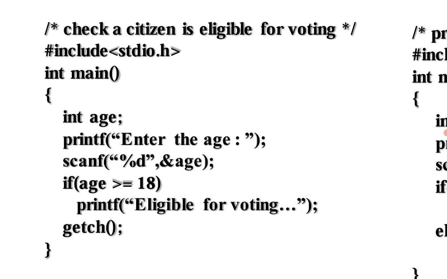How do we declare a variable? By using a data type. So here we write int age, semicolon. Here int is the data type, age is the variable. What is a semicolon? Another rule is that every C statement generally has a semicolon at the end of the line. Next, we may write some statements or functions.